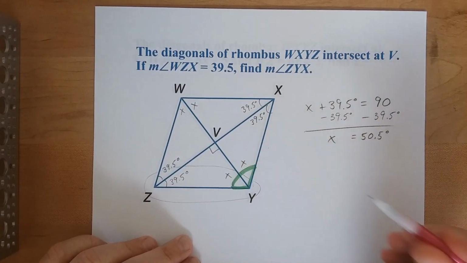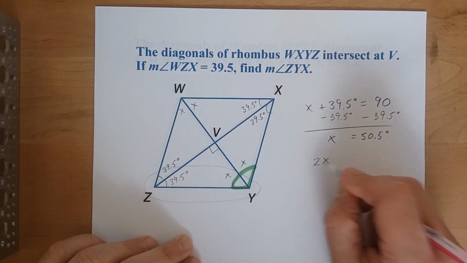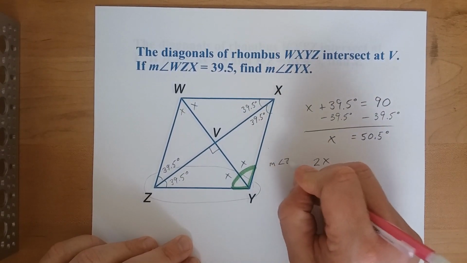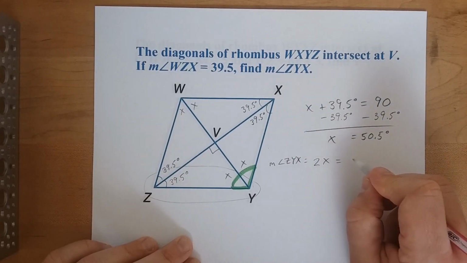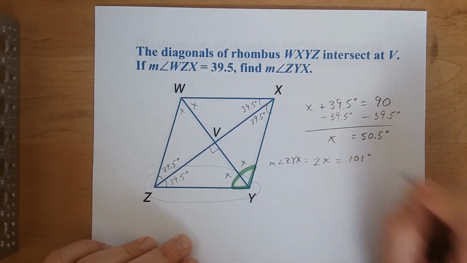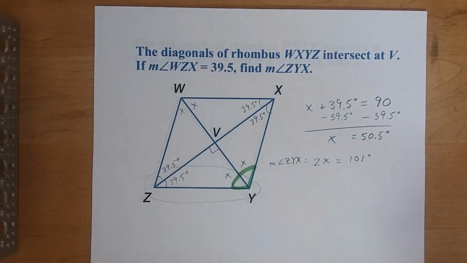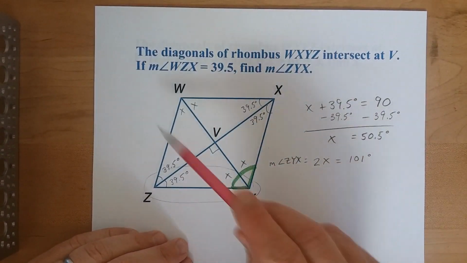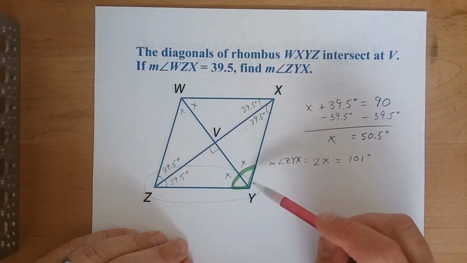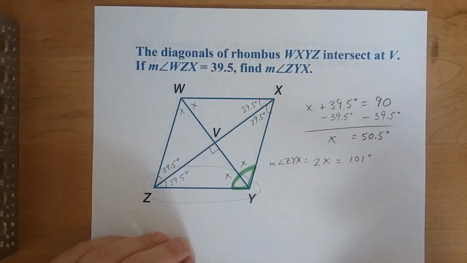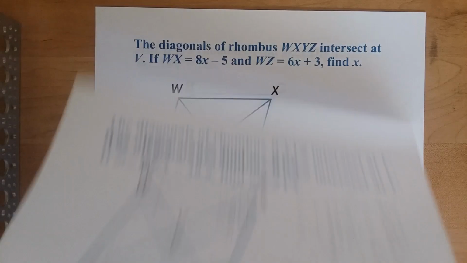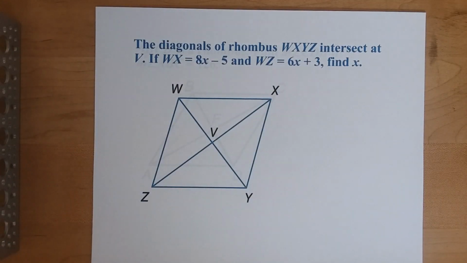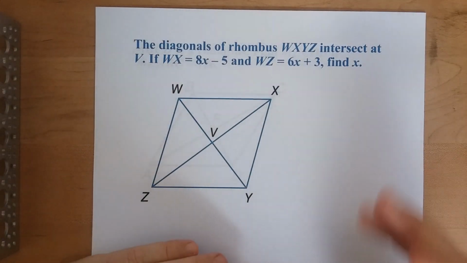So what they're looking for is 2x. 2x, the measure of angle ZYX, equals 2x, which in this case would be 101 degrees. Okay, so you can see how all the things that we know about rhombuses really help you crack this puzzle and find the information you're after. Let's try another one. This one involves some algebra.